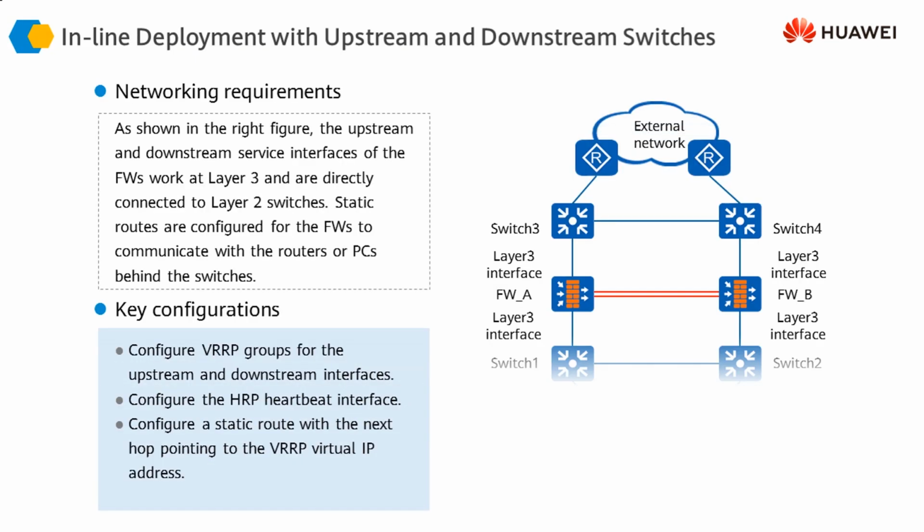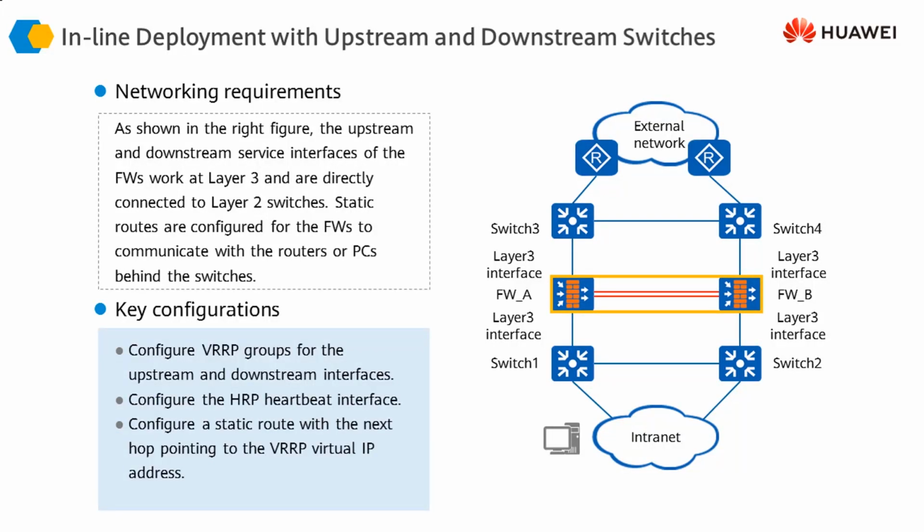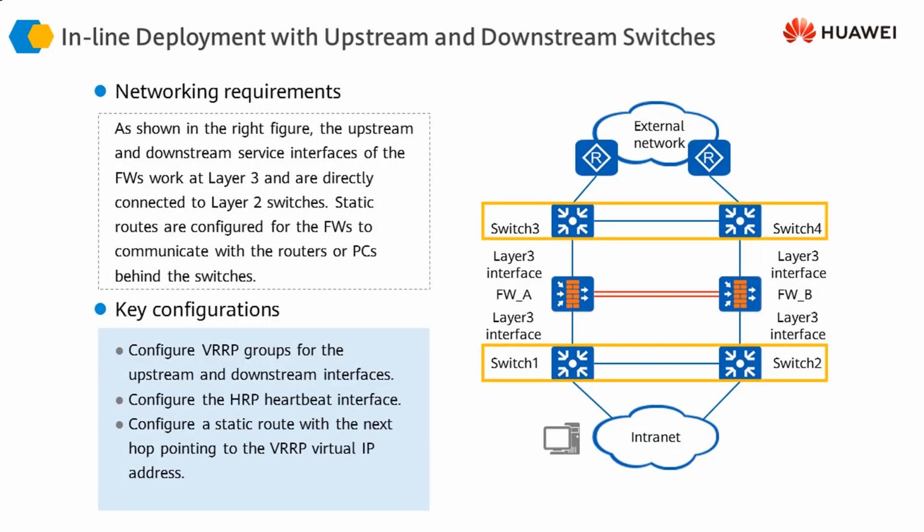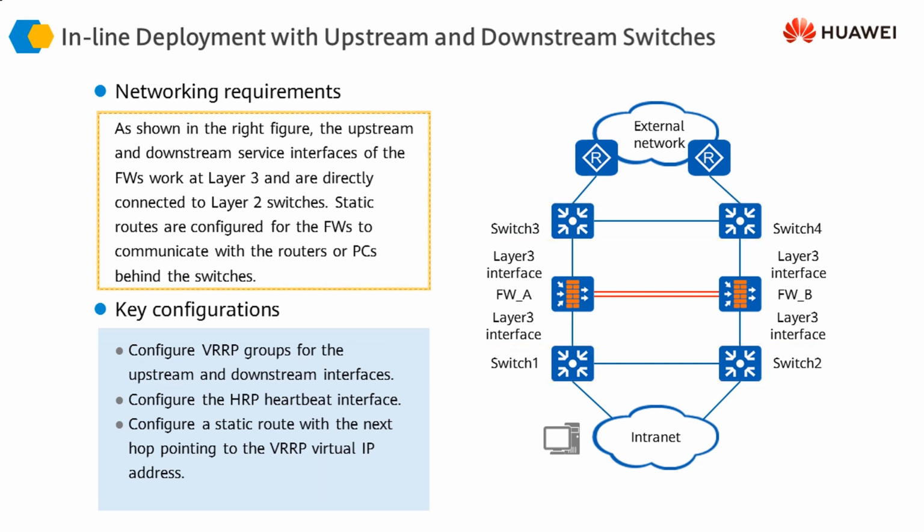The first scenario is when we have our two firewalls connected to switches on the downstream as well as on the upstream. In this situation, as you can see, the upstream and downstream service interfaces of the firewalls work at layer 3. These are layer 3 interfaces, and they are connected to layer 2 switches on both sides. We have static routes which forward the traffic from the firewall towards the intranet.